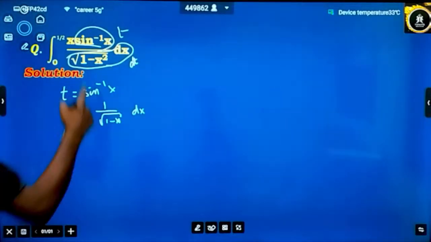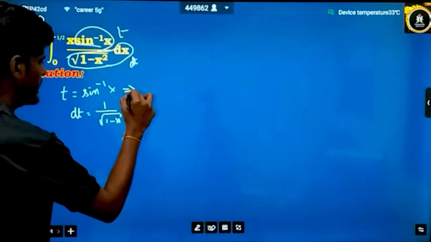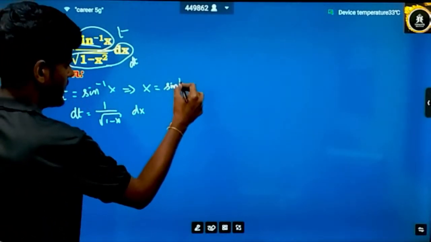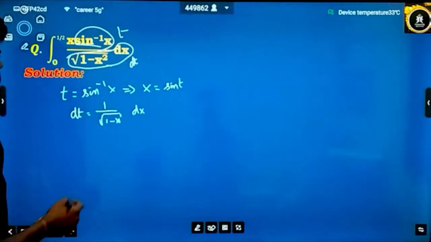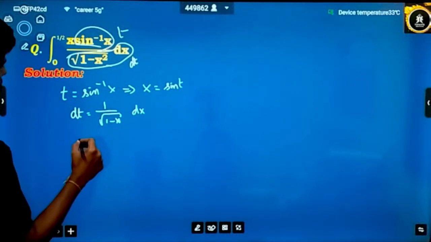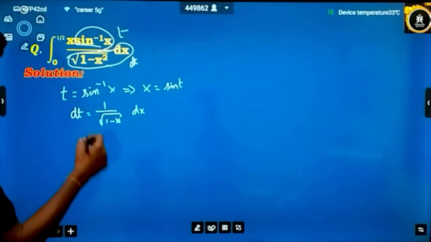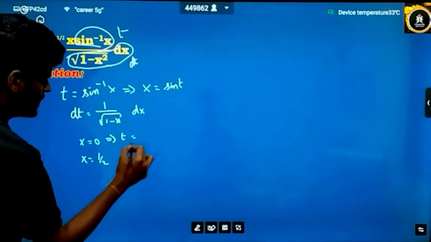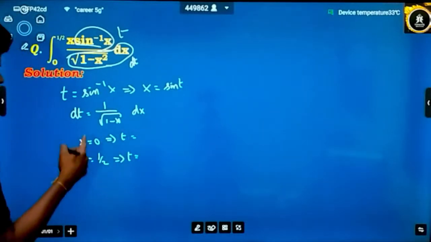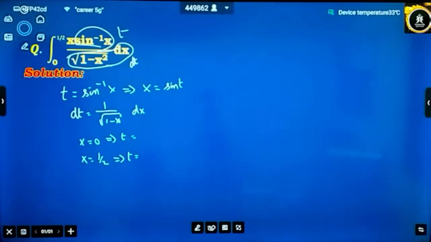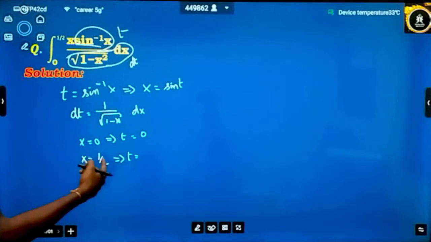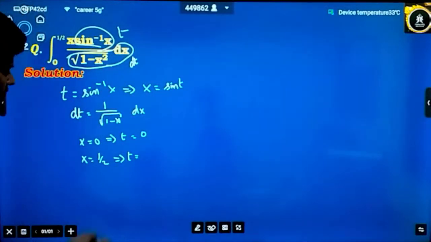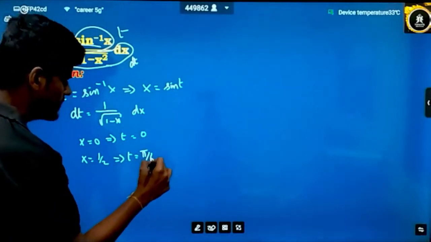And we also have the term x. So from this we get x is equal to sin t. Then what we need to do is change the limit. When x is equal to 0, the lower limit is 0, sin inverse 0 is 0. And when x is equal to half, what is the value of t? Sin inverse 1 by 2 is pi by 6, 30 degrees. So that is pi by 6.